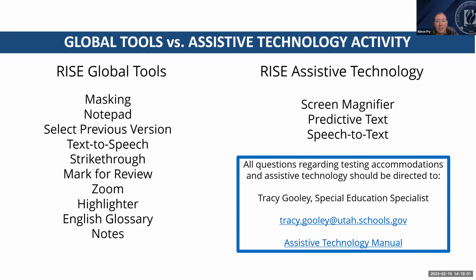Before we look at the test interface, I just want to draw your attention to the global tools and other features that are going to be available for students to use during testing. We're going to look at all of these tools and features in detail on the following slides. But know that these global tools that are here on the left are available for any student. It's the ones on the right, the assistive technology, that would require state approval. And just another plug here for Tracy, any questions regarding the assistive technology can be directed to her.